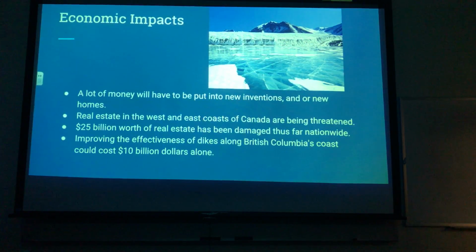Economic impacts. A lot of money will have to be put into new inventions and/or new homes that will have to be made due to the rise in sea level. Real estate in the west and east coasts of Canada are being threatened due to the flooding and erosion due to sea level rise. $25 billion worth of real estate has been damaged thus far nationwide.